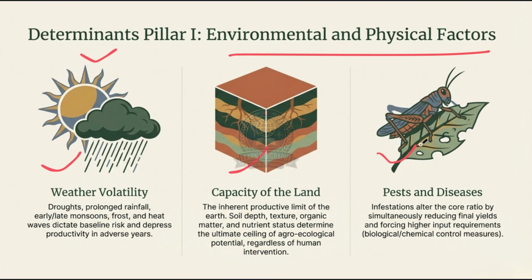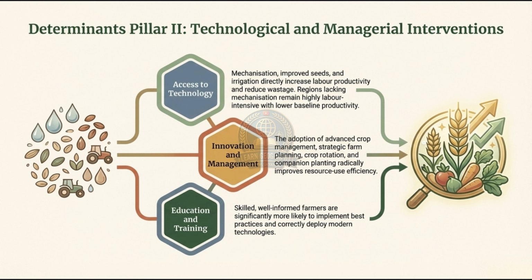Then pests and diseases. Infestations alter the core ratio by simultaneously reducing final yields and forcing higher input requirements, biological and chemical control measures. Determinants, pillar 2, technological and managerial interventions. Access to technology, mechanization, improved seeds and irrigation directly increase labor productivity and reduce wastage. Regions lacking mechanization remain highly labor intensive with lower baseline productivity.